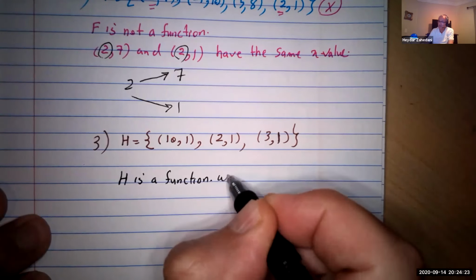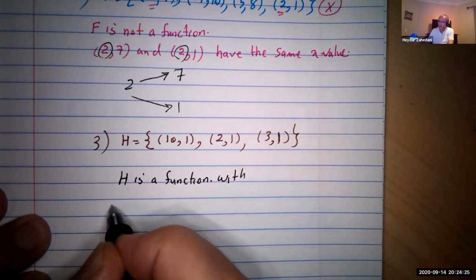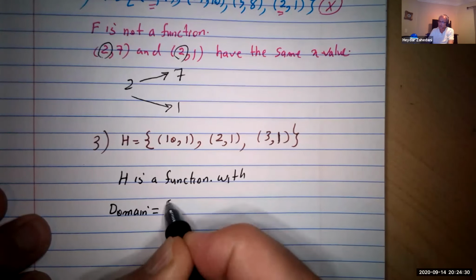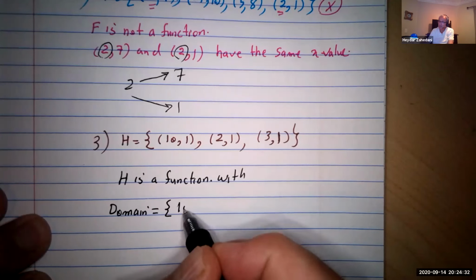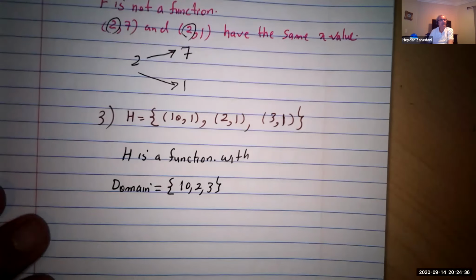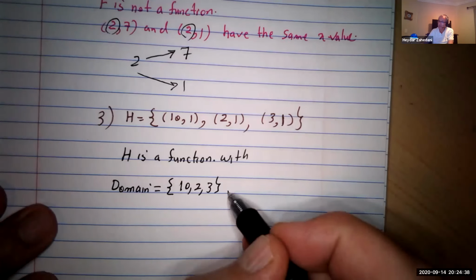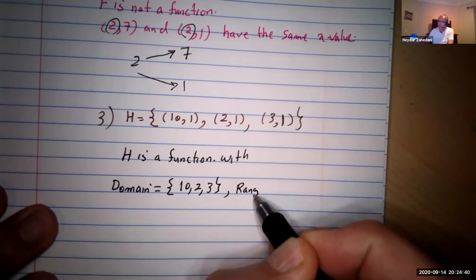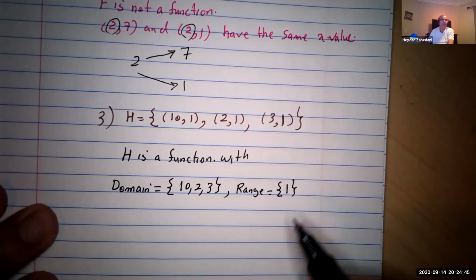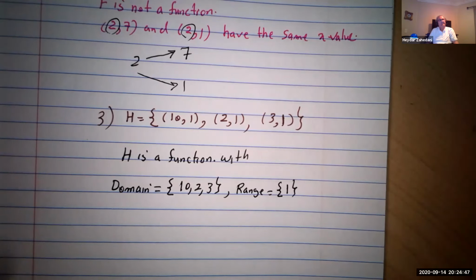It's a function with the domain of the function. You see the domain? The domain is 10, 2, 3. That's the domain, the first component. The range, the second component, is only 1.